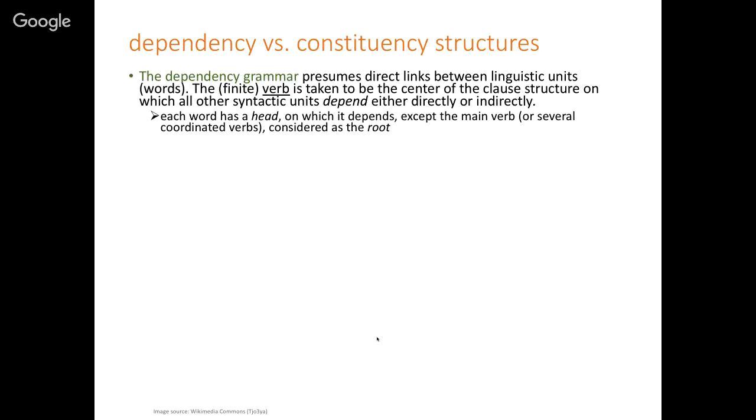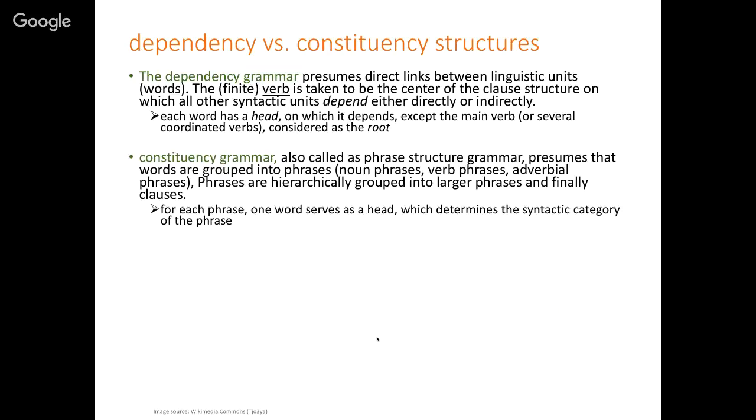But basically, dependency grammar presumes that there are direct links between linguistic units. So the finite verb is taken as the center of the clause. So it's the root of the clause, and all other syntactic units depend on this verb directly or indirectly. So each word has a head on which it depends, except that the main verb is considered as the root. But there can be several coordinated verbs acting as the root.